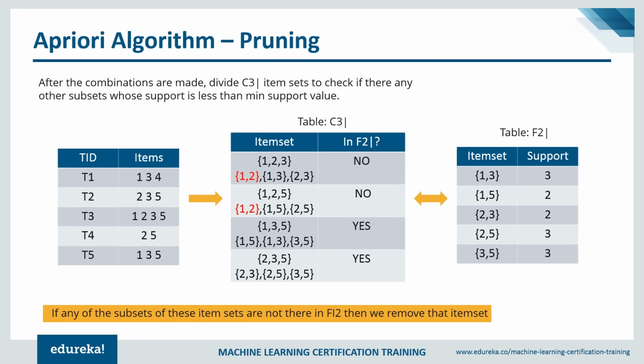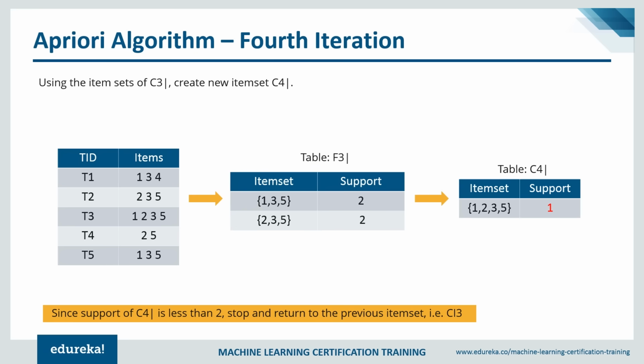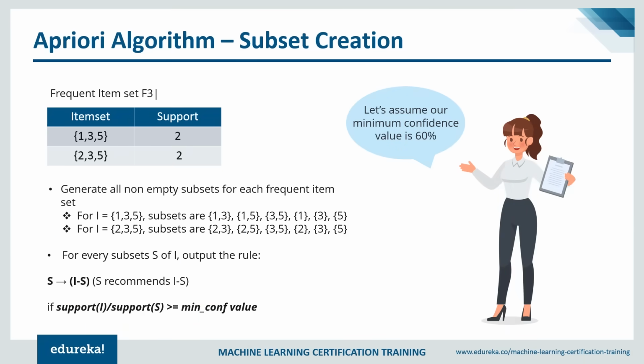So with 1,3,5 we have 3 subsets 1,5; 1,3; and 3,5, which are present in table F2. Then again we have 2,3; 2,5; and 3,5, which are also present in table F2. So we have to remove 1,2 from the table C3 and create the table F3. Now, if we use the items of C3 to create the items of C4, we find that we have the item set 1,2,3,5. The support value is 1, which is less than the minimum support value of 2. So we're going to stop here and return to the previous item set, that is the table C3. So the final table F3 was 1,3,5 with the support value of 2 and 2,3,5 with the support value of 2.